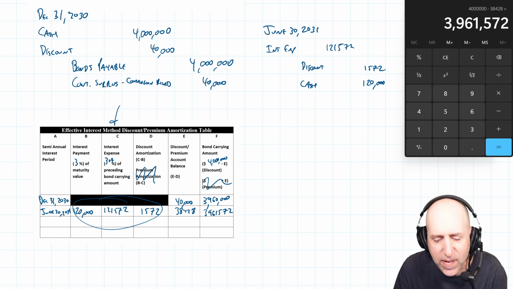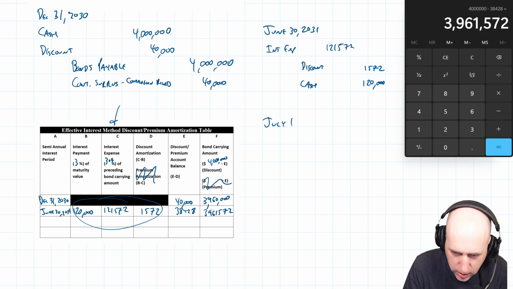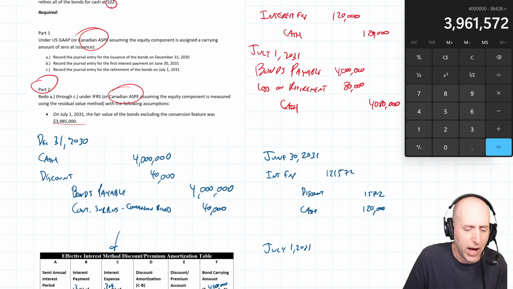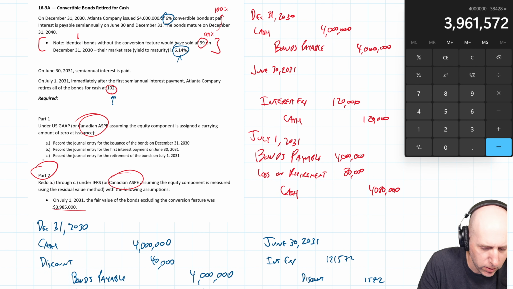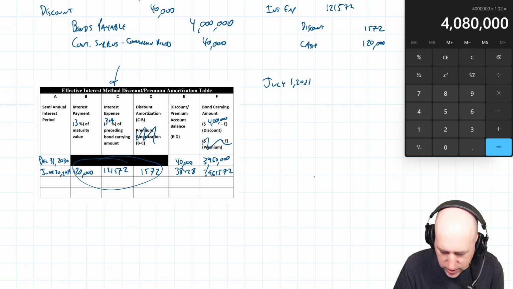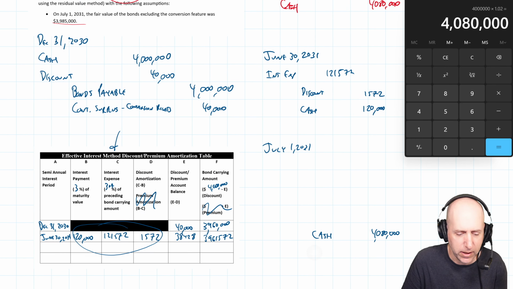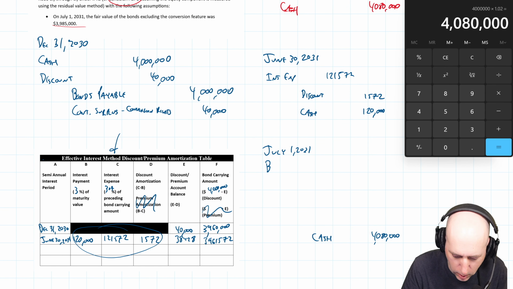All right, now we're on to the last piece, the real key cornerstone element here. July 1st, 2031, we retire the bonds, and we retire them at 102, meaning we're paying $4,080,000, right? 4 million times 102% is $4,080,000. So let's start there. Let's credit cash. I'm going to leave a lot of room for more debits and credits because there are a lot more with this one. We're going to credit cash $4,080,000, and what are we getting rid of? Well, we're getting rid of the bond, right? So debit bonds payable for $4 million.